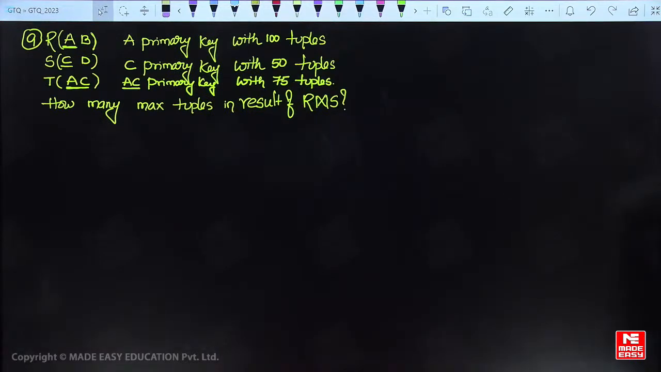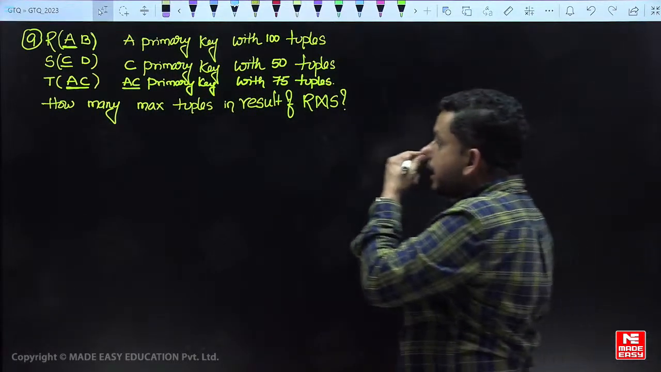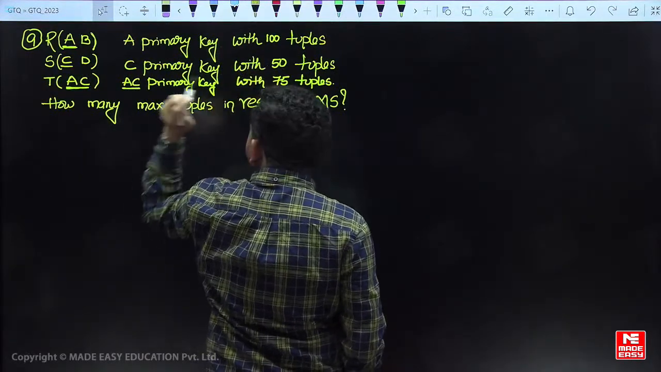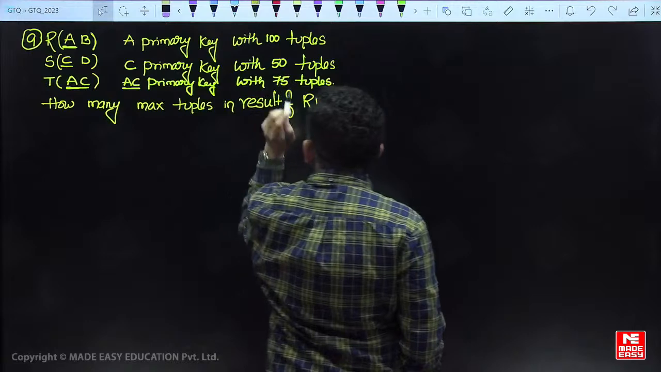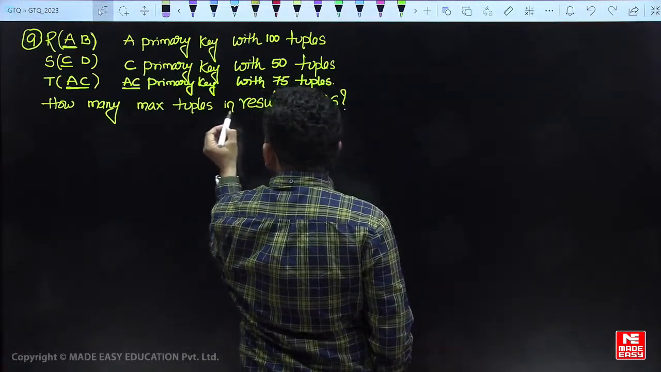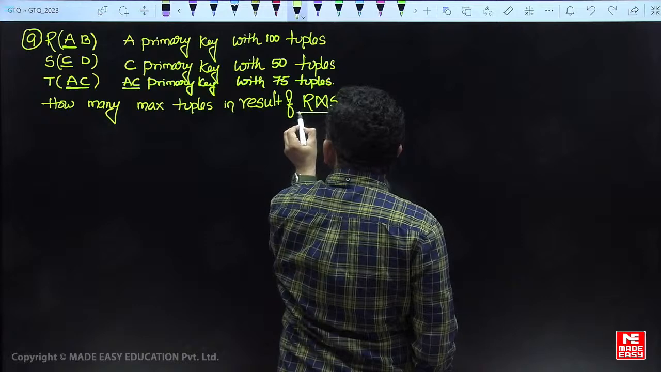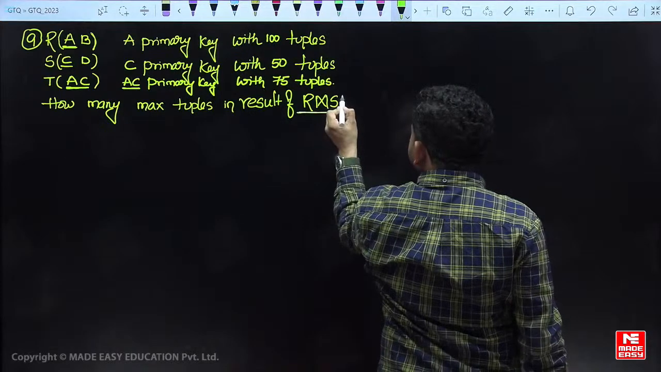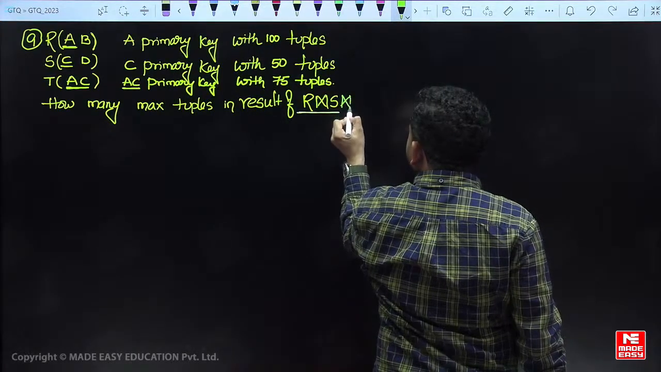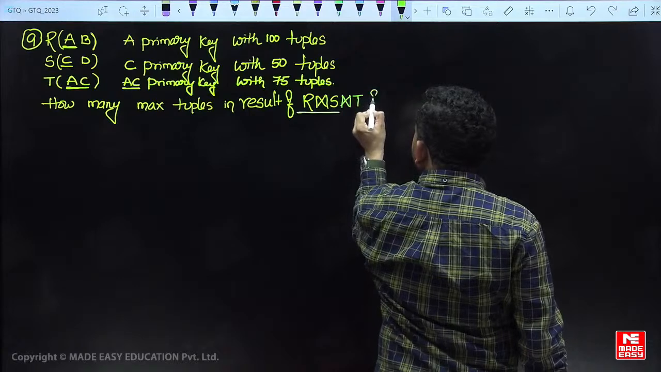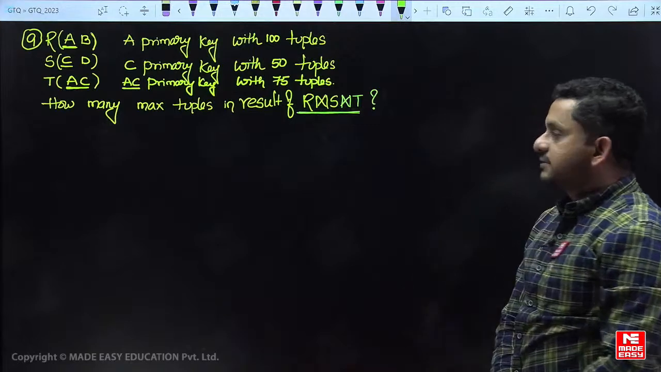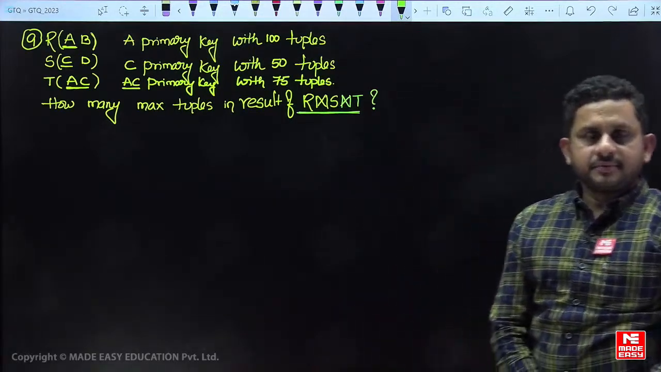Okay, so 3 tables are given. Relation R with A as primary key with 100 tuples, S with C as primary key with 50 tuples, T with AC combined as primary key with 75 tuples. How many maximum tuples in the result of the natural join of R, S, T? So not only R and S, include T as well: how many maximum records in the result of RST? Right, do this.